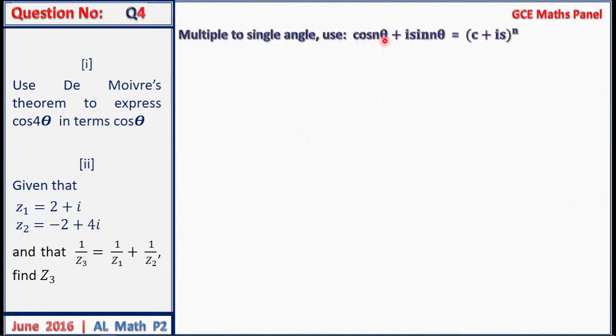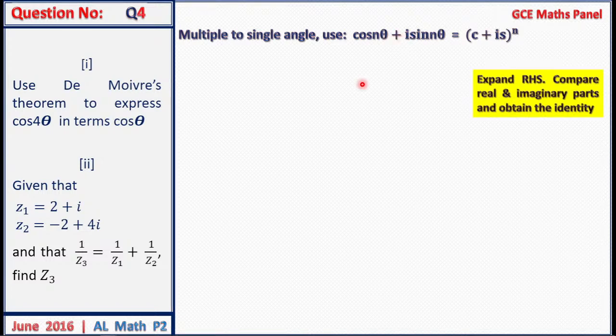So cos n theta plus i sin n theta, that is what we have, right? So if you expand the right hand side and we compare the real and imaginary parts, we will obtain the identity. So this is what we are going to do. For the left hand side, we will say cos 4 theta plus i sin 4 theta is equal to (cos theta plus i sin theta) all to the power 4. This is De Moivre's theorem, right?